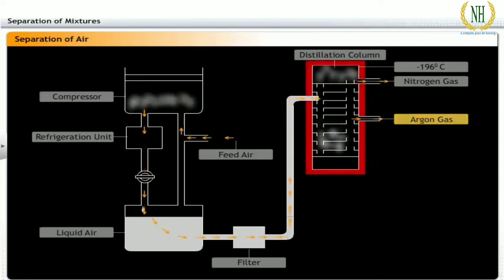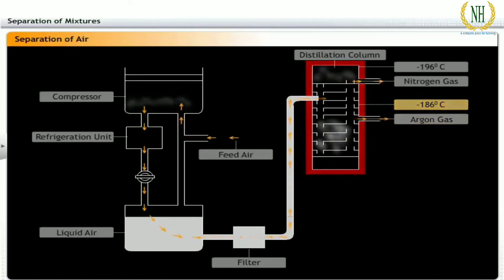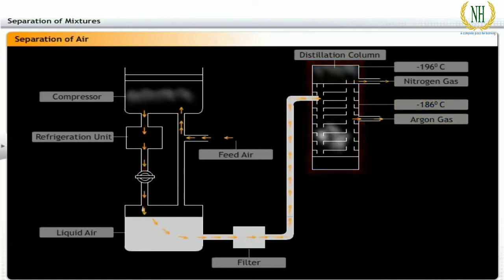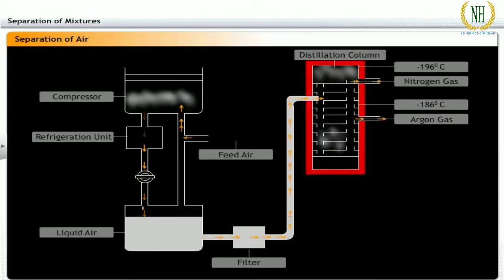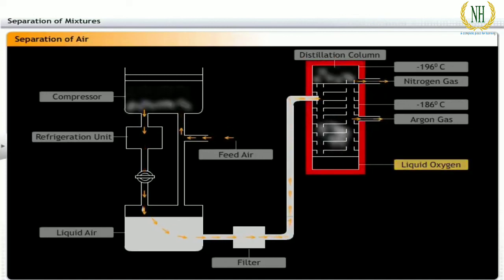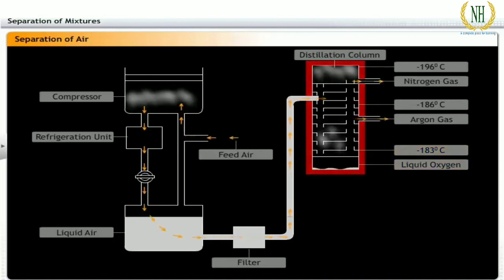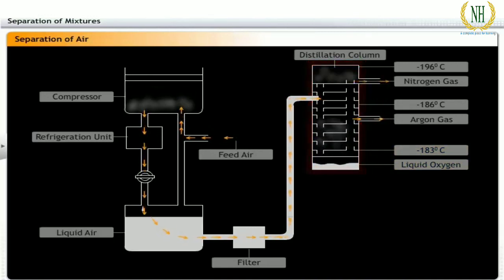Liquid argon has a slightly higher boiling point of minus 186 degrees centigrade, so it boils next. It collects as argon gas in the central part of the fractional distillation column. Liquid oxygen has the highest boiling point of minus 183 degrees centigrade. It boils last. It collects as oxygen gas at the base of the fractional distillation column.